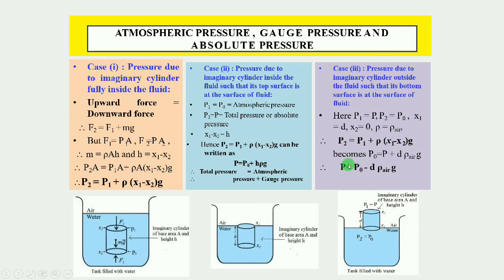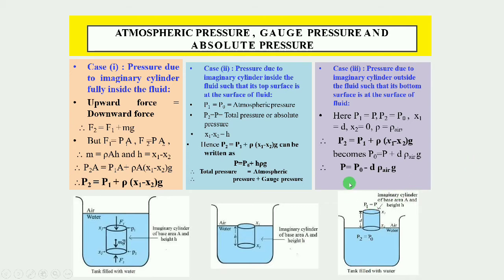So again our expression we are applying here, P2 equal to P1 plus rho (x1 minus x2) g, or you will write h. So here h is nothing but d. So P2 is equal to P0. So we are writing P0 equal to P1, which is P, plus rho, as it is rho of air, g, as it is, and x1 minus x2 will be d here. So our expression here will become P equal to P0 minus d rho g.